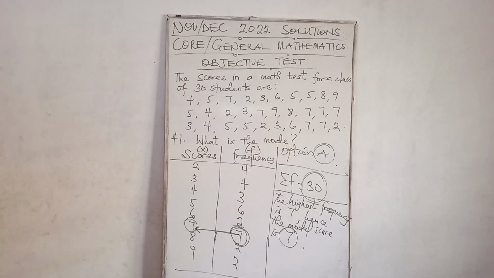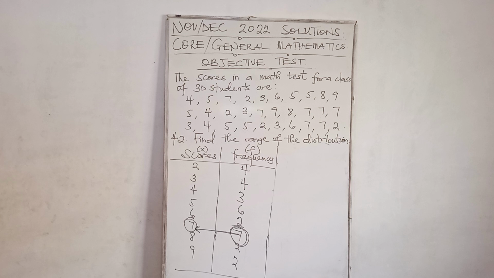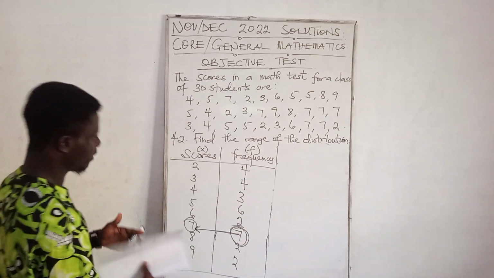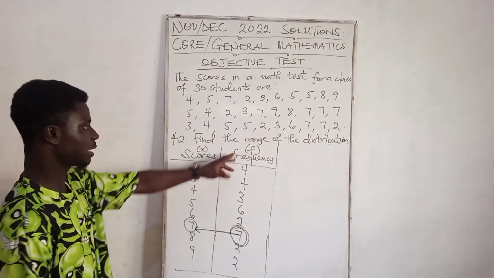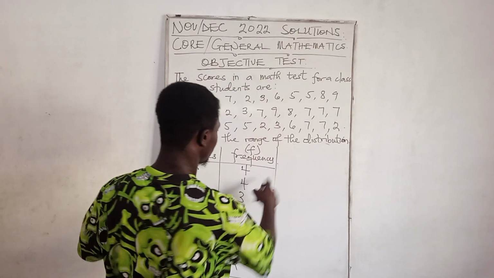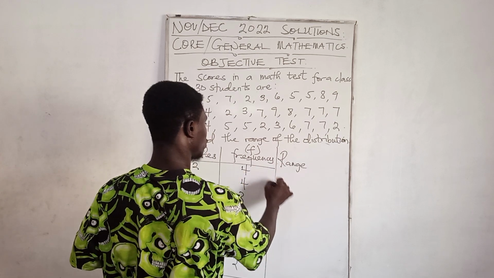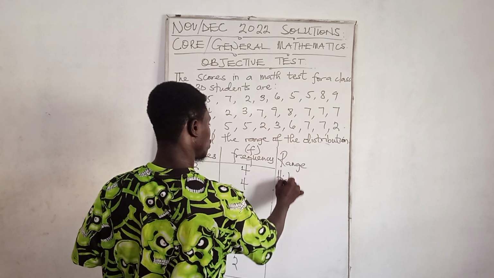All right, now let's proceed to question 42. Question 42 states: find the range of the distribution. So they said you should find the range of the distribution. For the range, we don't concentrate on the frequency, the f values, but rather the x values. Now, with range, you have to focus on your highest score.